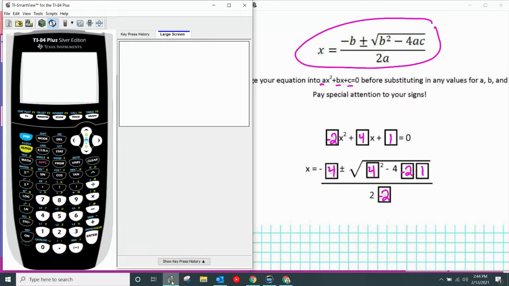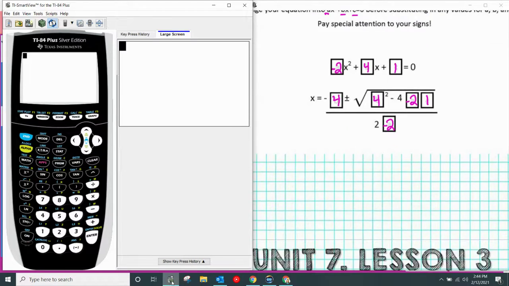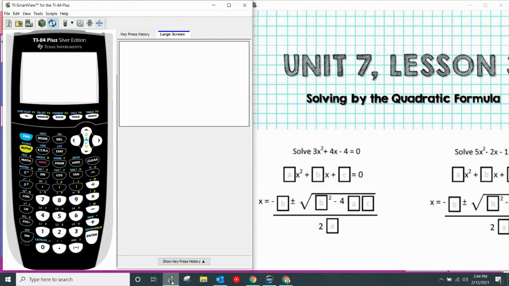So that's what you would do. You would plug it into the formula just like that, and I'm going to show you how to get the calculator to actually simplify this for you, okay? So here we go. Let's look at a couple of examples together on the next page.